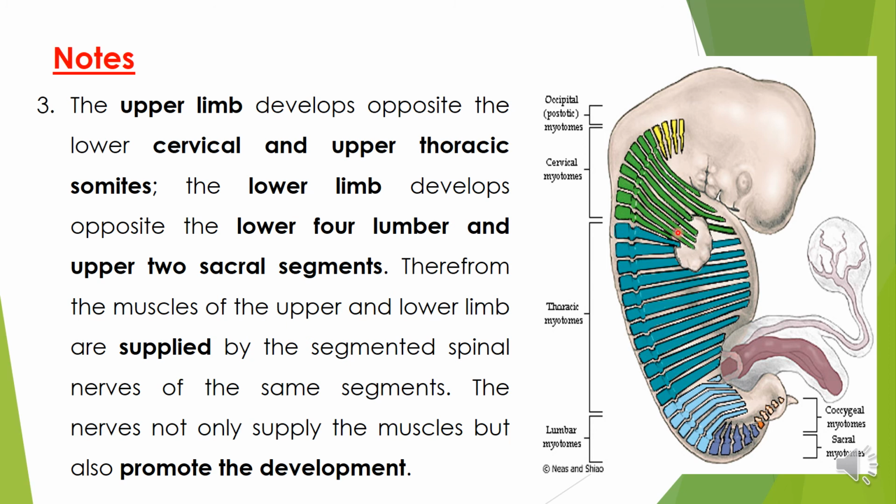Now, the upper limb develops opposite the lower cervical and the upper thoracic segments.